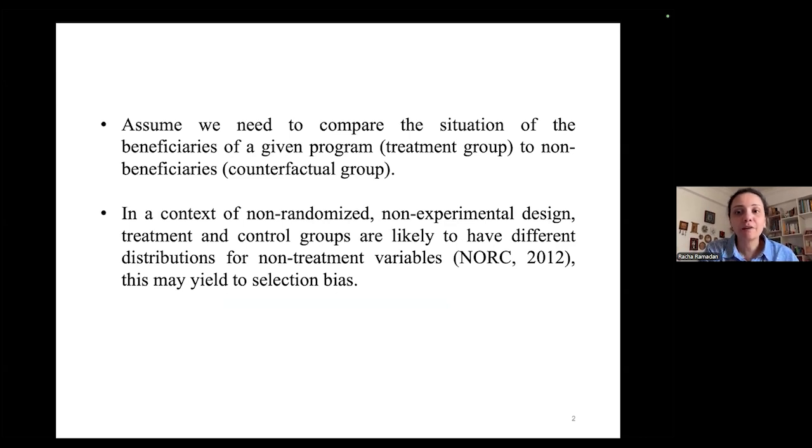When we don't have randomized design data, we know that the outcome can be affected not only by the intervention or the program, but also by the other characteristics of the individuals who benefit from this program. And taking into consideration that it's likely to have different distributions for the non-treatment variables, that may cause selection bias.